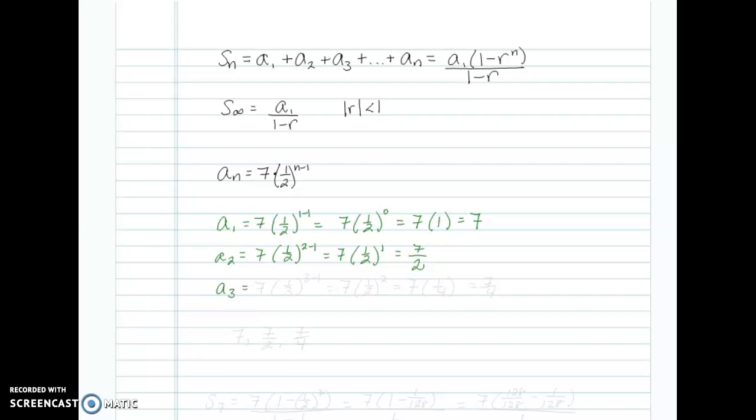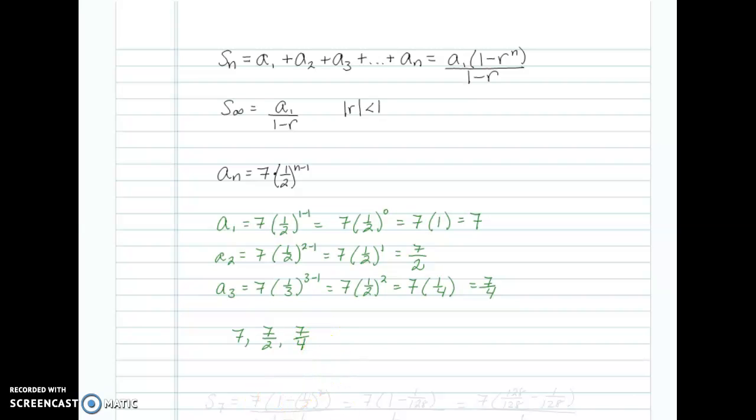For our third term, 7 times 1, excuse me, that should say 1/2. Pretend that's a 1/2 to the 3 minus 1 power. So it's 7 times 1/2 to the second power. 1/2 to the second power is 1/4, and 7 times 1/4 is 7/4. And again, that is 1/2, I just wrote it incorrectly. So our first three terms are 7, 7/2, 7/4. And that would keep going.